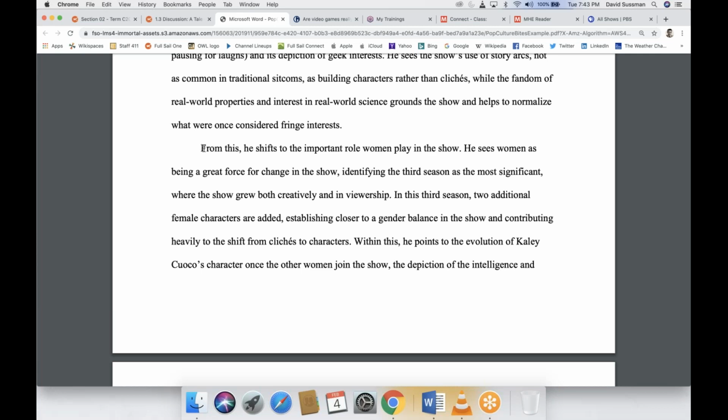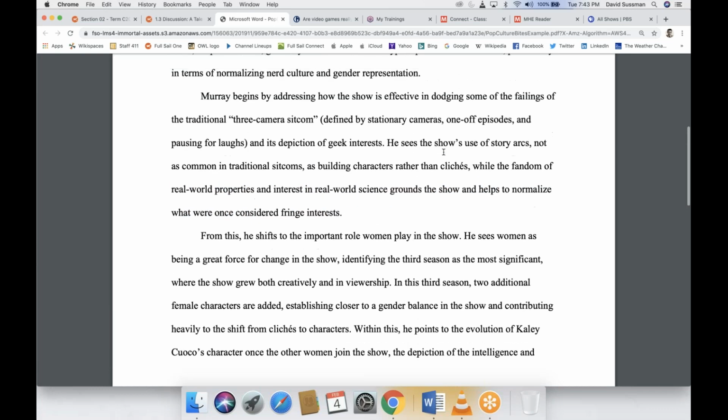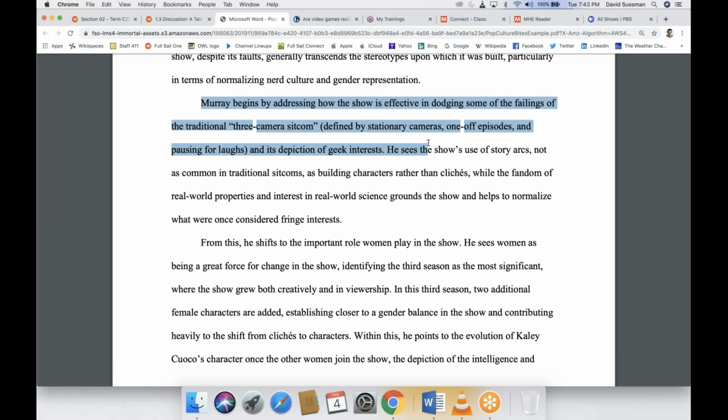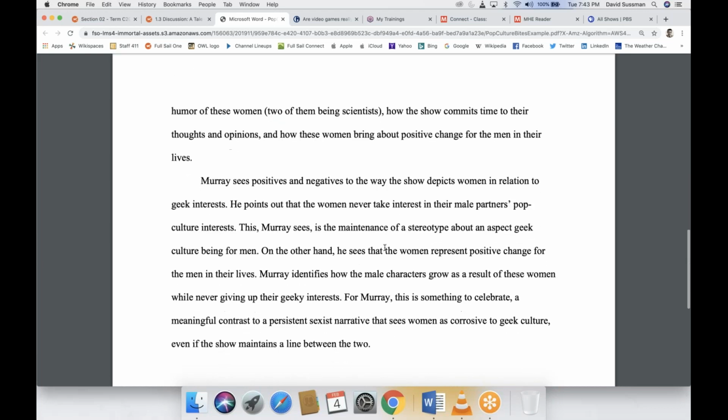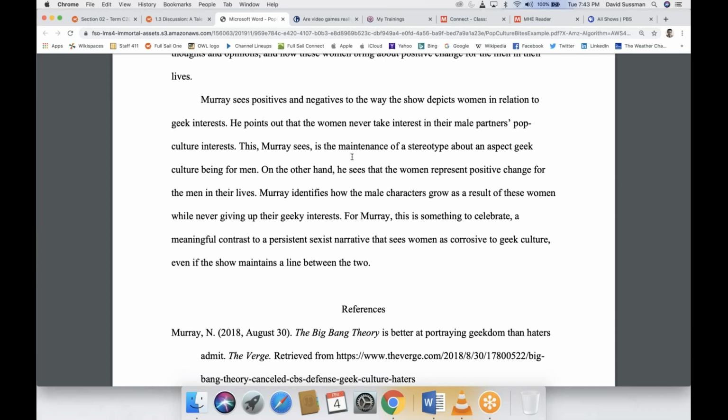Okay, but then the writer moves on to another point. From this, he shifts to the important role that women play. So we see a clear movement here: one point, another point, moves on to another point, and this is about the length of a typical summary.